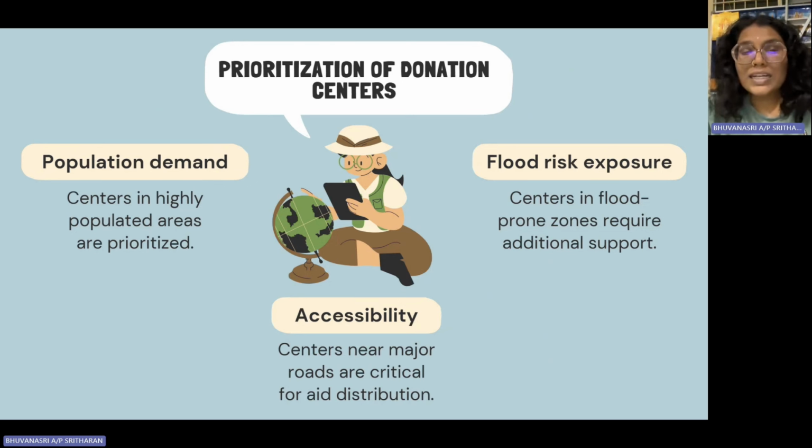There's these three, which is population demand, accessibility, and flood risk exposure. For the population demand, the centers in highly populated areas are prioritized. And the second one is accessibility, which is centers near major roads are critical for aid distribution. And the last one is flood risk exposure, which is centers in flood prone zones require additional support.